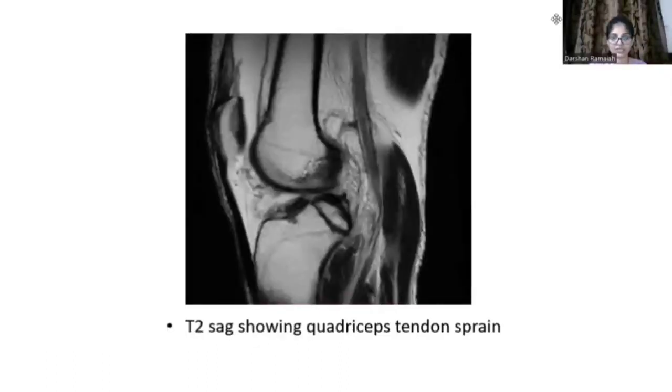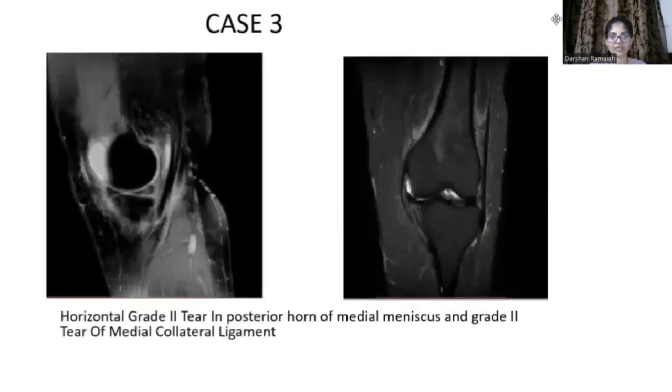This is a sagittal T2 sequence and proton density image, which shows an altered signal intensity in the quadriceps tendon, which is a quadriceps tendon sprain. In the third image, you can make out the horizontal grade 2 tear in the posterior horn of the medial meniscus and a grade 2 tear of the medial collateral ligament. So this was a horizontal, grade 2 type of tear in the posterior horn of the medial meniscus and a grade 2 tear in the medial collateral ligament.